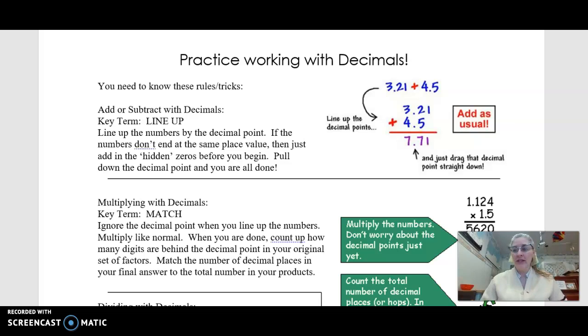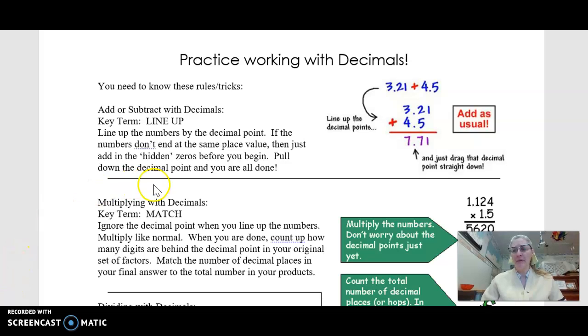So the first section is adding and subtracting. And the rules and tricks are the same whether you are adding or subtracting. Our key term here, the thing that you're going to tell yourself in your head, is line up. So to add or subtract with decimals, you need to line up. Line up the numbers by the decimal point. If the numbers don't end at the same place value, then just add in the hidden zeros before you begin. Pull down the decimal point and you're all done.